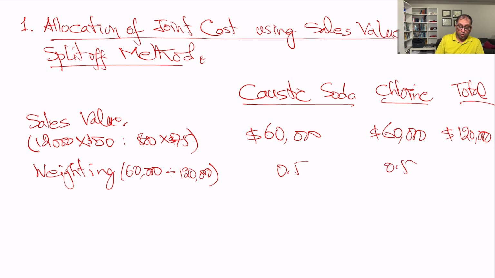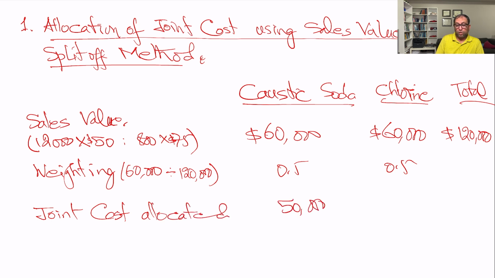So the joint cost is going to be allocated $50,000 for this and $50,000 for this on the basis of saleable value. And we can see that each product's saleable value is divided by the total saleable value and multiplied by the joint cost. That is going to give us this. So this is our first part. Now the first part has two portions.